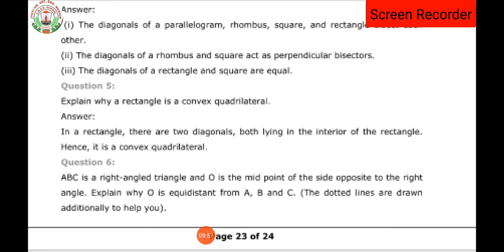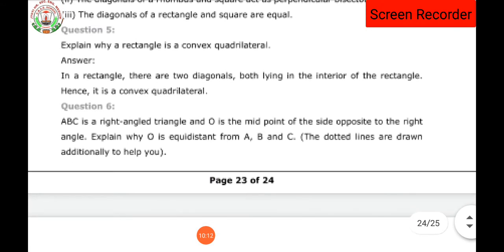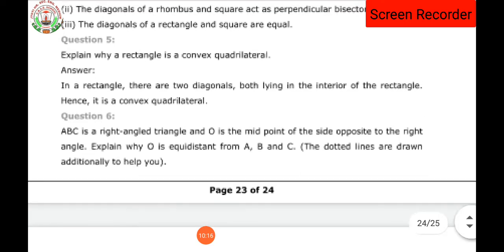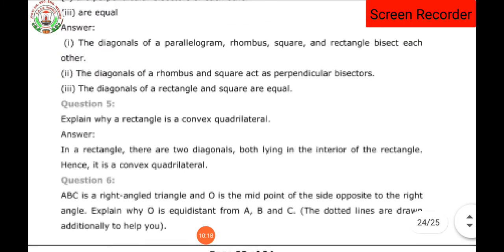In our rectangle there are two diagonals, both lying in the interior of the rectangle. Of course, a rectangle has two diagonals and they lie in the interior of the rectangle, hence it is a convex quadrilateral. Clear? Sixth question we have: ABCD is a rectangle and O is the midpoint of the side opposite to the right angle. Explain why O is equidistant from A, B, C and D.